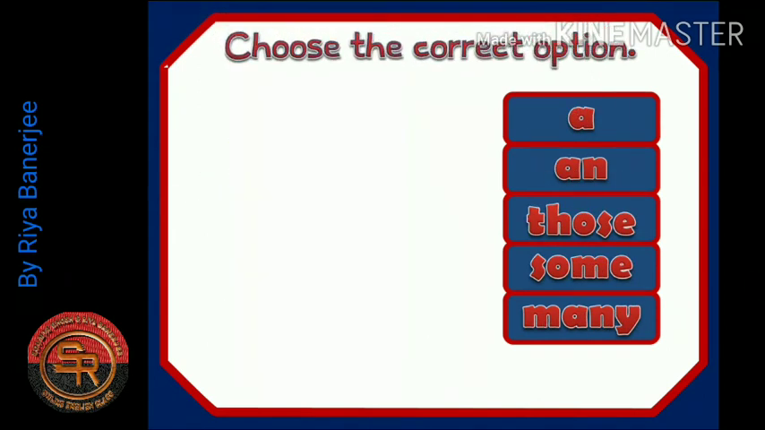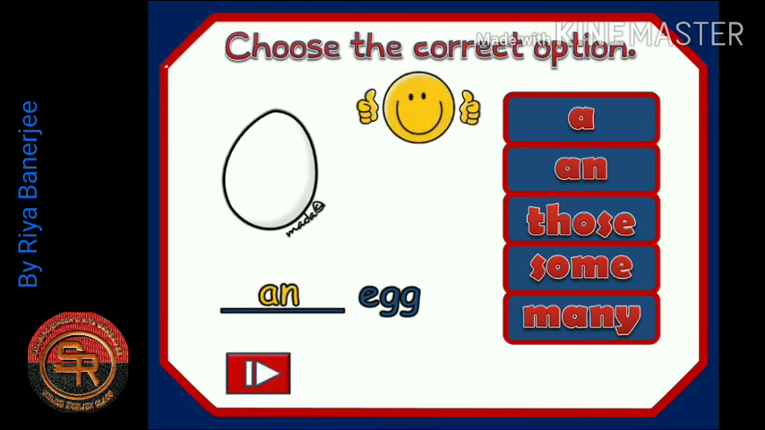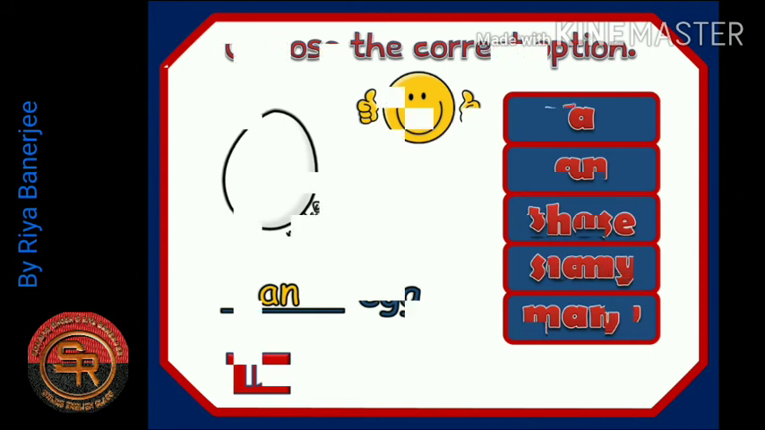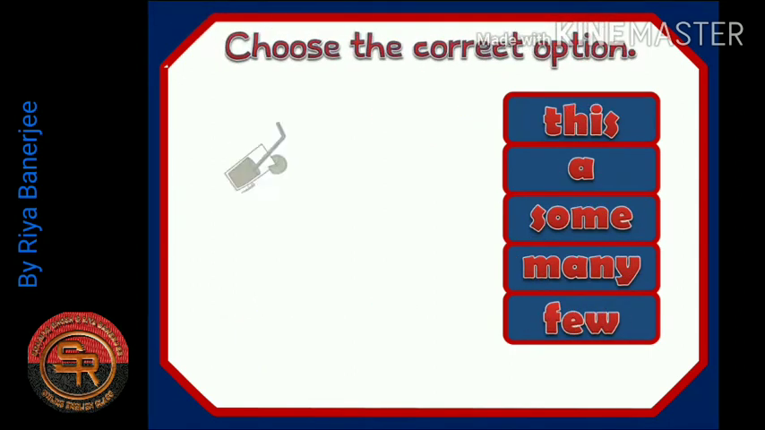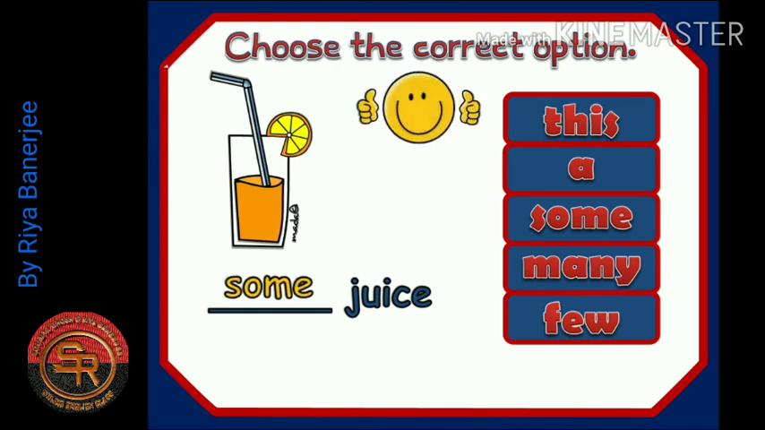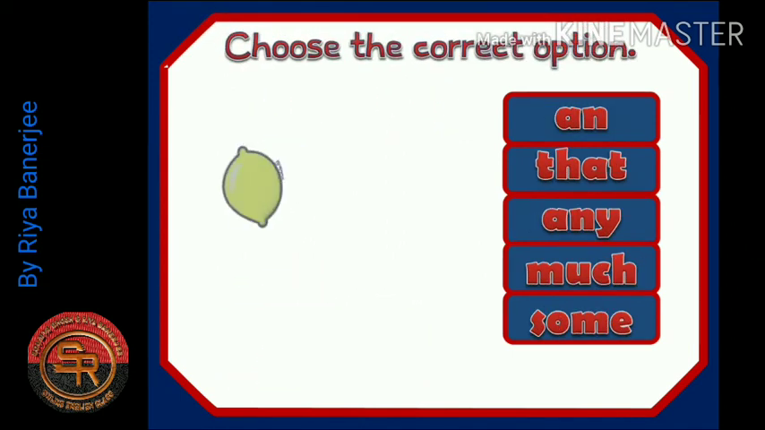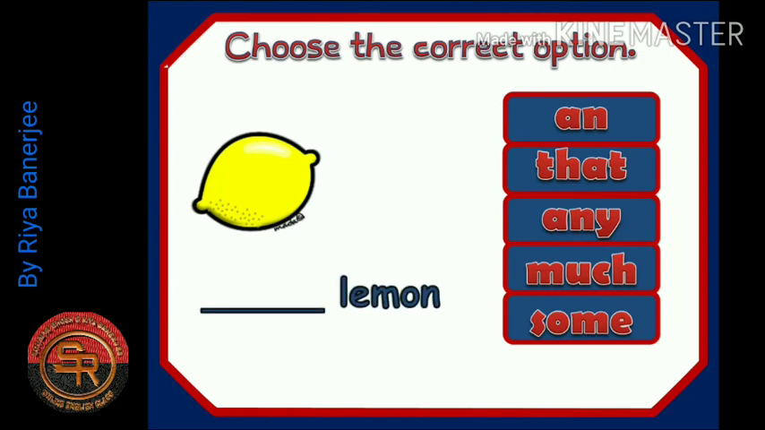Now let's look at the next example. Dash egg. Well, that is so easy. It would be an egg, because egg is a countable noun and it's pointing out one particular egg. Next example. Dash juice: this, some, many, few. We already know it's an uncountable noun, so with an uncountable noun we will use some juice.